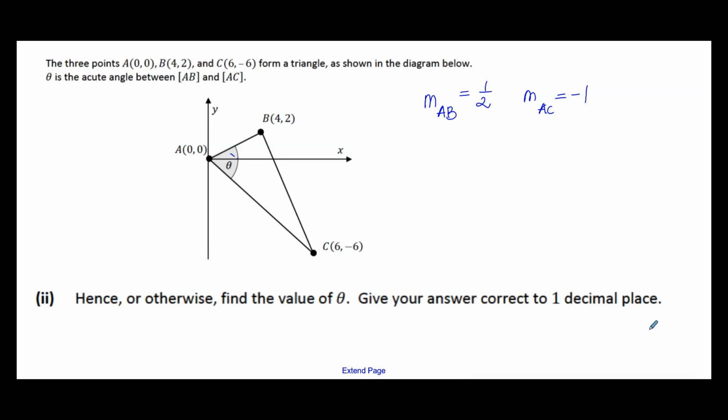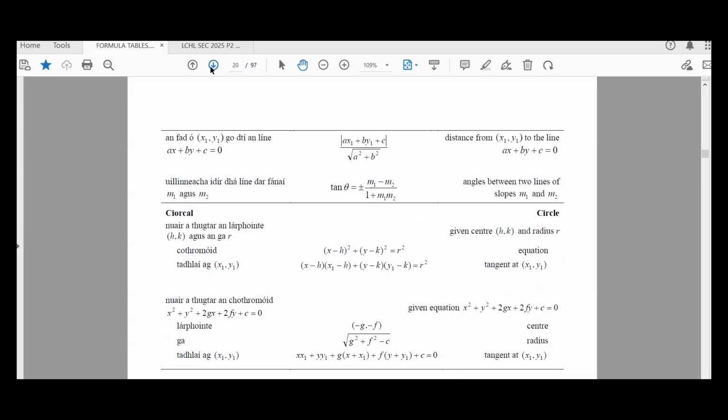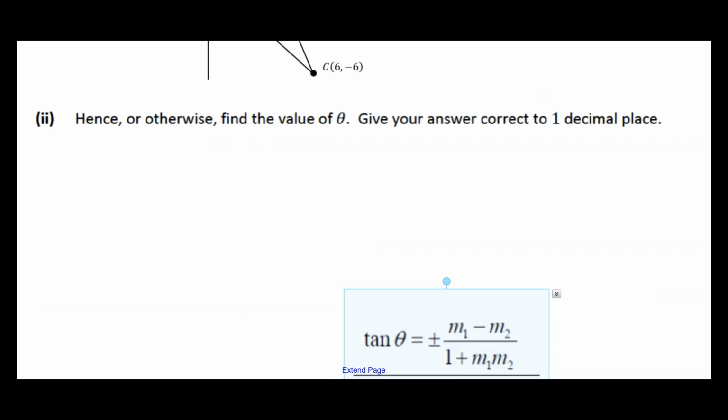In coordinate geometry, always remember that if you are trying to find an answer and it's not obvious what you should do, always go to your maths tables. There are those 2 additional formulas on page 19: distance from a point to a line, or angle between 2 lines. Usually one of them is our answer. So here we have the angle between 2 lines, and we are taking that. That is perfect.